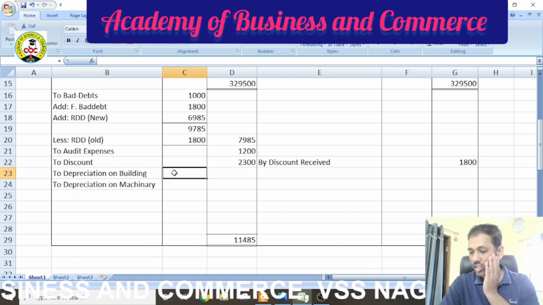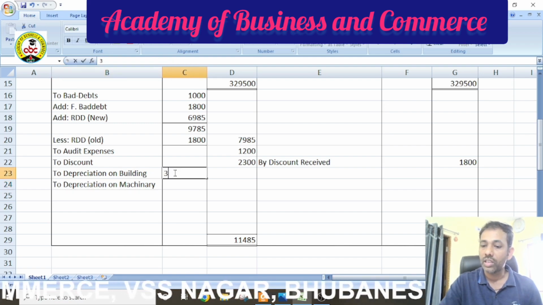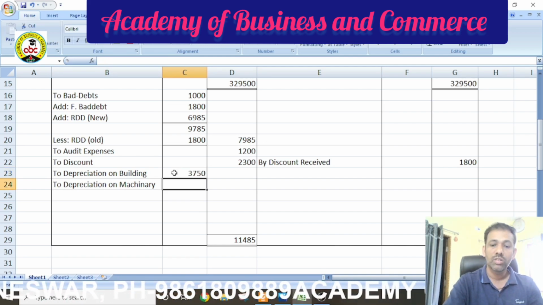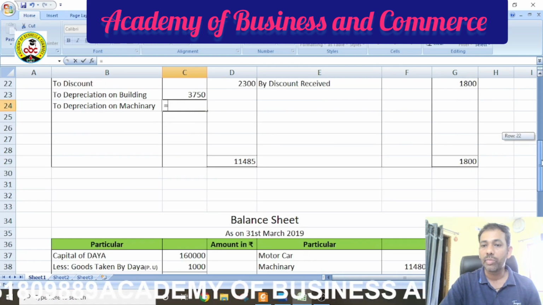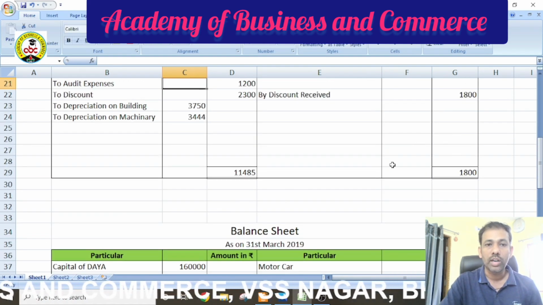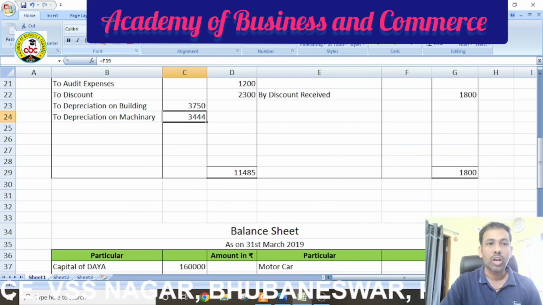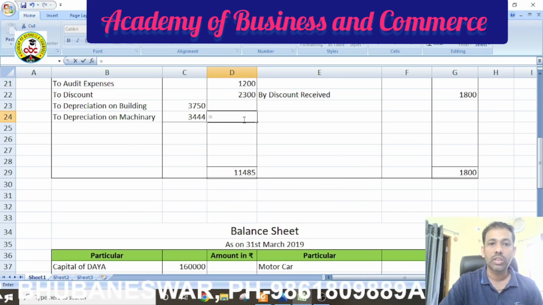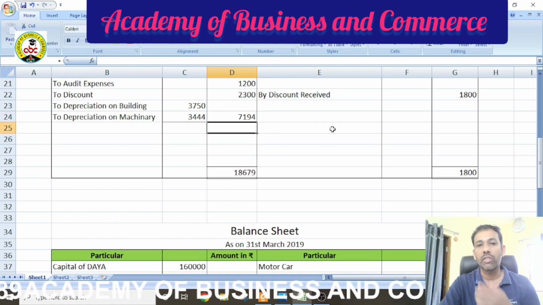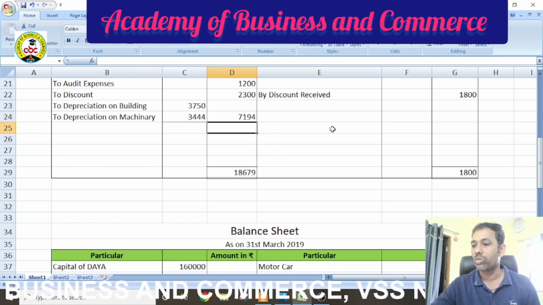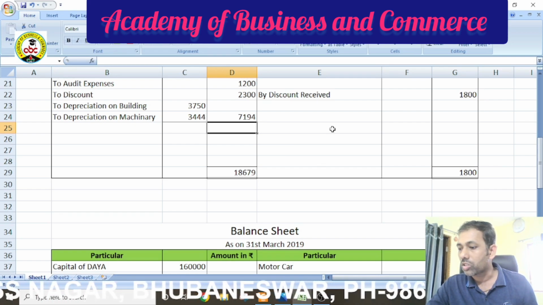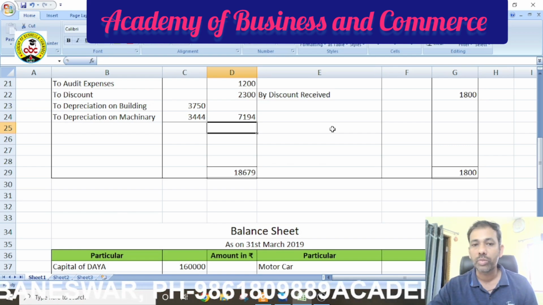Building depreciation is 3,750, and machinery depreciation is 3,444. Then the total depreciation amount we get, which you have to take in the outer column, is 3,750 plus the machinery depreciation. So 7,194 is the total depreciation which you have to take in the debit side of the profit and loss account.